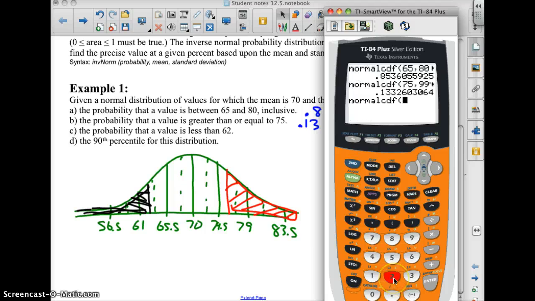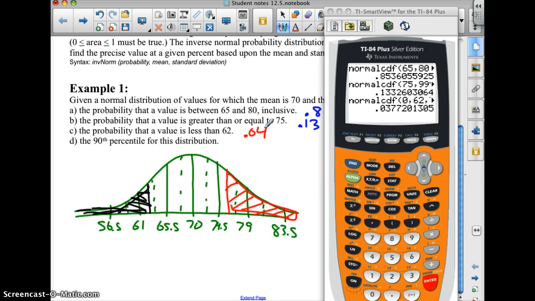normal CDF. Now I need a lower bound. I'm just going to go 0. You just can't get lower than a 0. Well, you can, but we're talking about test grades here. So 0, 62, the mean was 70, and then the standard deviation is the last thing. Always end with the mean and then the standard deviation. So 0.037, so about 0.04 for that one.